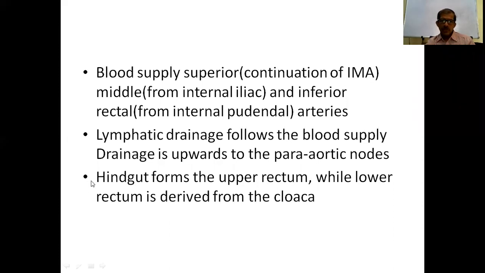Of course, the other fact is that embryologically the rectum is in two parts. One develops from the hindgut, which forms the upper rectum, whereas the lower is derived from the cloaca, which will again divide into the anorectal part, and the rectovaginal pouch will be formed there, and the urorectal and genital parts will be separate.